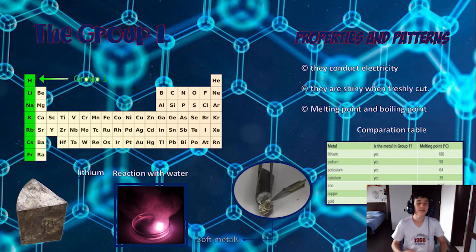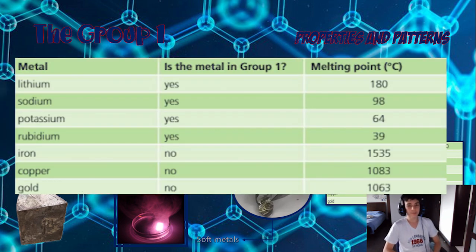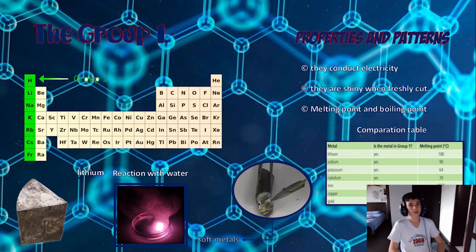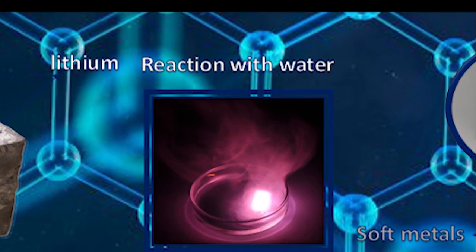So, as I say, this group is of metals, so they have the properties of metals that are conductors of electricity, they are shiny, but they don't have a high melting point like other metals, as you can see in the table, because they are soft metals, but they have a weird reaction. An example is if you mix potassium with water, it does a reaction that makes hydrogen and a vigorous alkaline solution with a purple color, as you can see in that image.